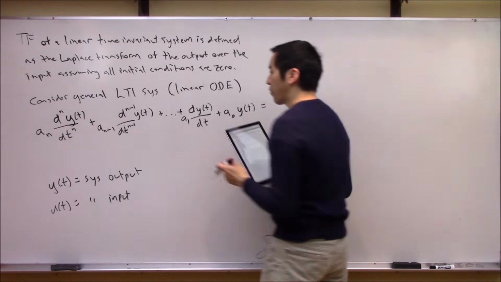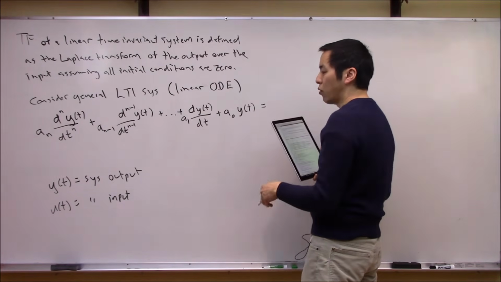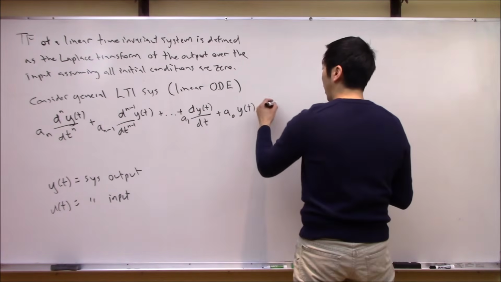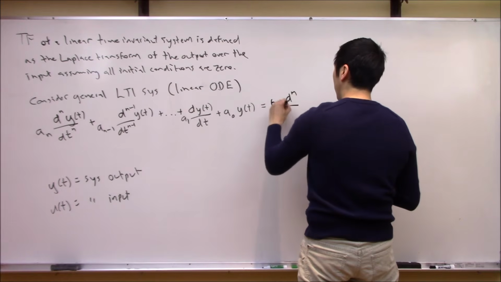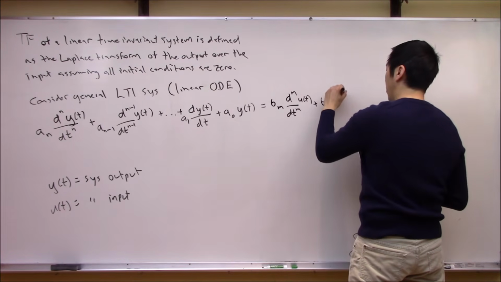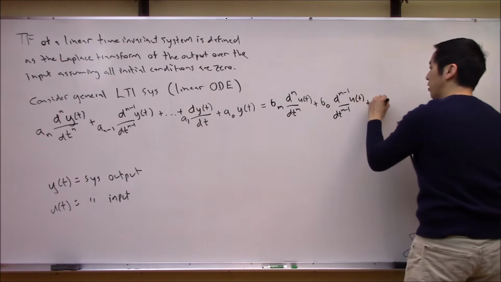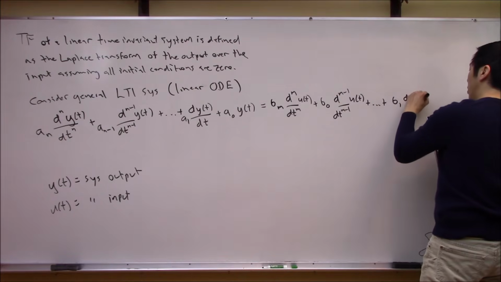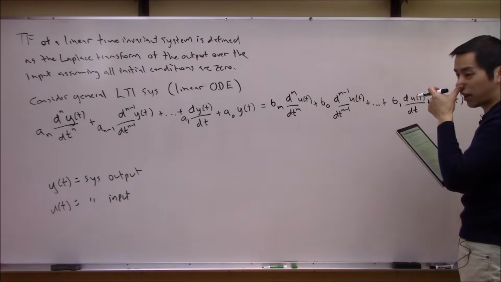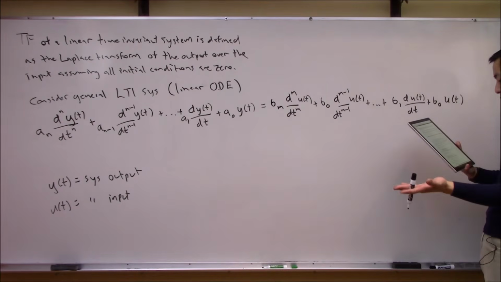This is the linear differential equation portion, talking about how the output and its derivatives must linearly combine. And that has to equal some linear combination of derivatives of the input. So you might have b_m d^m/dt^m of u of t, plus b_(m-1) d^(m-1)/dt^(m-1) of u of t, plus all the way down to b_1 du/dt plus b_0 u of t. This might look a little complicated because it's a very general format, but this is just what your typical linear ordinary differential equation would look like.